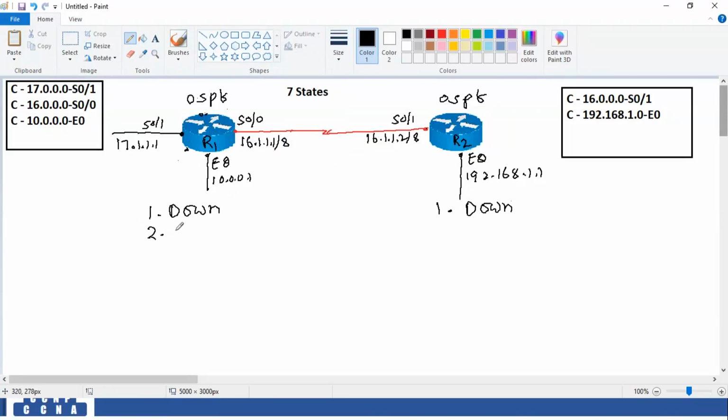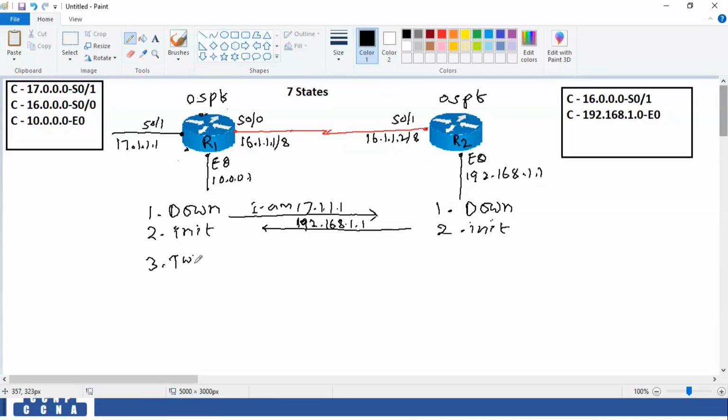Second state is initial state. In initial state, R1 will send message to R2: Hello R2, I am so and so device. I am so and so device means router ID. I am 17.1.1.1. Three interfaces, highest IP 17.1.1.1. R2 also will send reply, yes, I am 192.168.1.1. So this is what exactly happening in second state, which we call initial state.